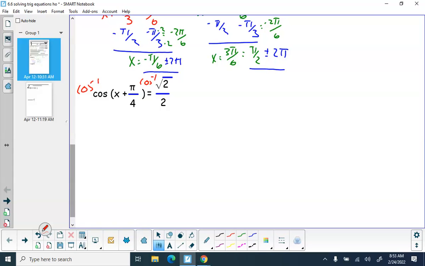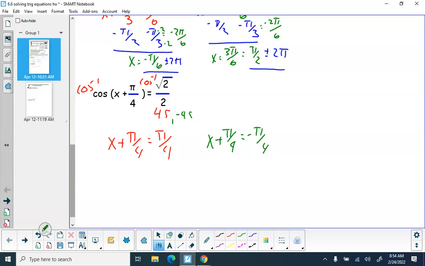Lexi, what do you come up with? 45 degrees. We have 45 degrees, which is our pi over 4. Okay, take the inverse cosine, and we get our second value. Inverse cosine gives the principal value and its opposite. So we have 45 and negative 45, so we have pi over 4 and negative pi over 4.